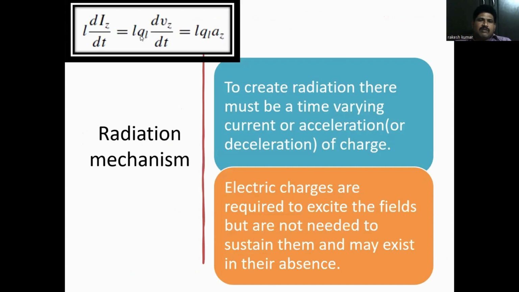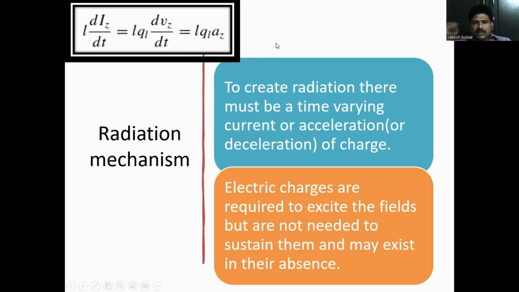From this equation, how is radiation possible? Okay, so see here, to create radiation, one thing is there must be a time varying current. So ∂I/∂z means if radiation should occur, compulsorily the first component is there should be either a time varying current or acceleration or deceleration of charges. So az denotes the acceleration.